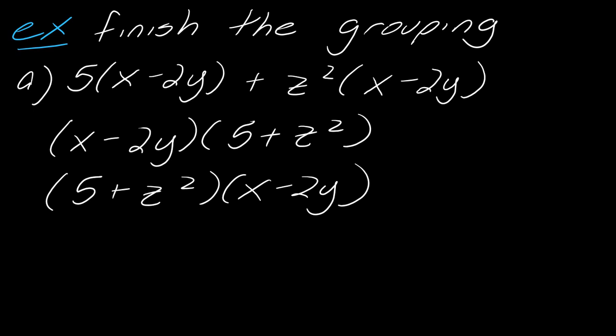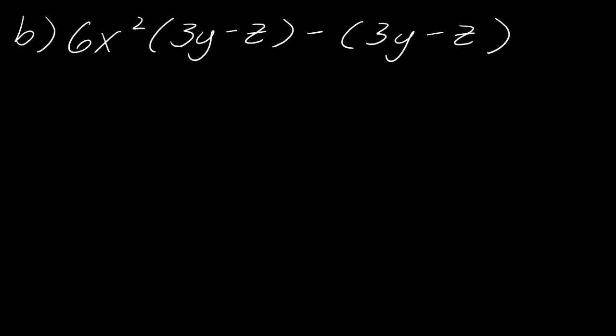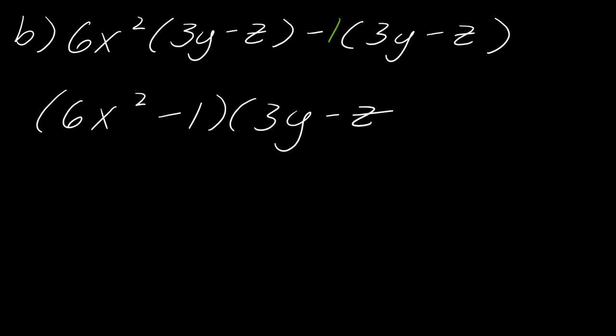Okay, so with that in mind, why don't you try to finish the grouping here? Hit pause, hit play when you're ready. Okay, so in this case, I've got a minus here with no number. And so you have to just kind of know then that there is an invisible 1 right here. So to factor this, this becomes 6x squared minus 1 and 3y minus c.